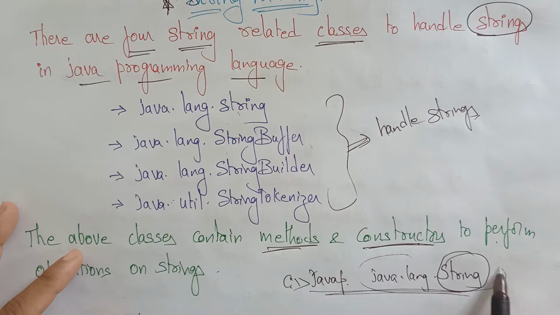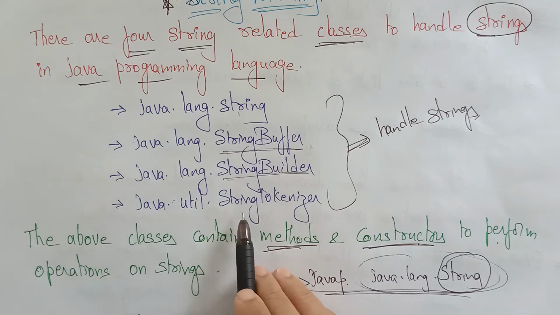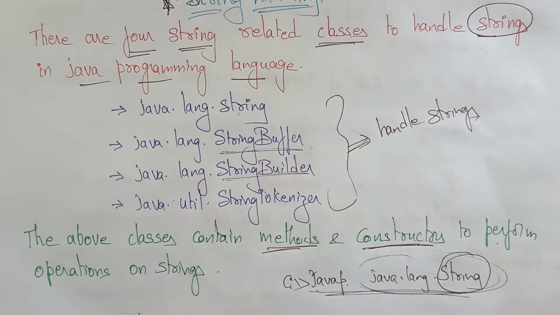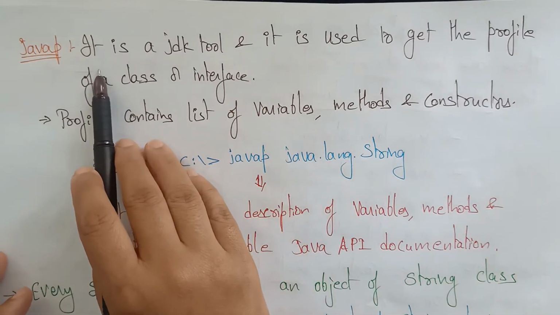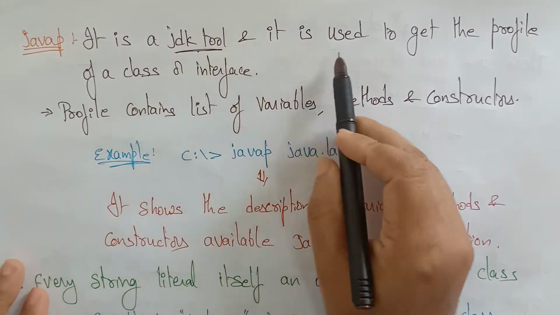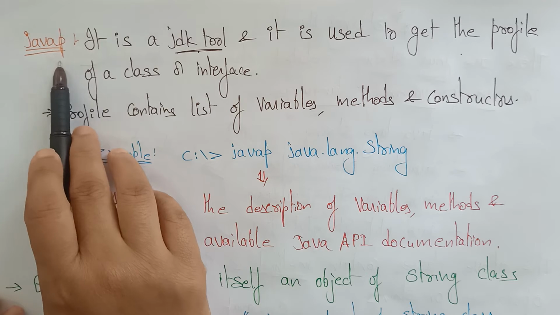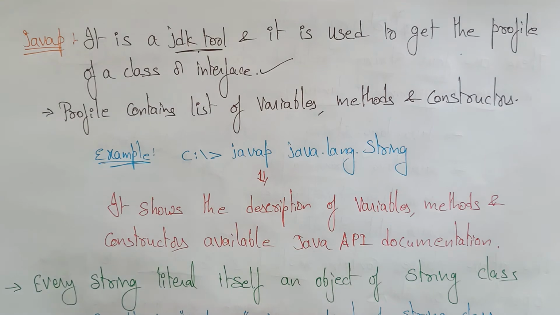Whatever the class, if you want to know the methods contained in the class, you have to use javap with that class. So now let's see what this javap is. javap is a JDK tool, and it is used to get the profile. That's why javap, P means profile. So it is a JDK tool used to get the profile of a class or interface. Not only string related, whatever information you want relating to classes, interfaces, constructors, you can use this tool javap.